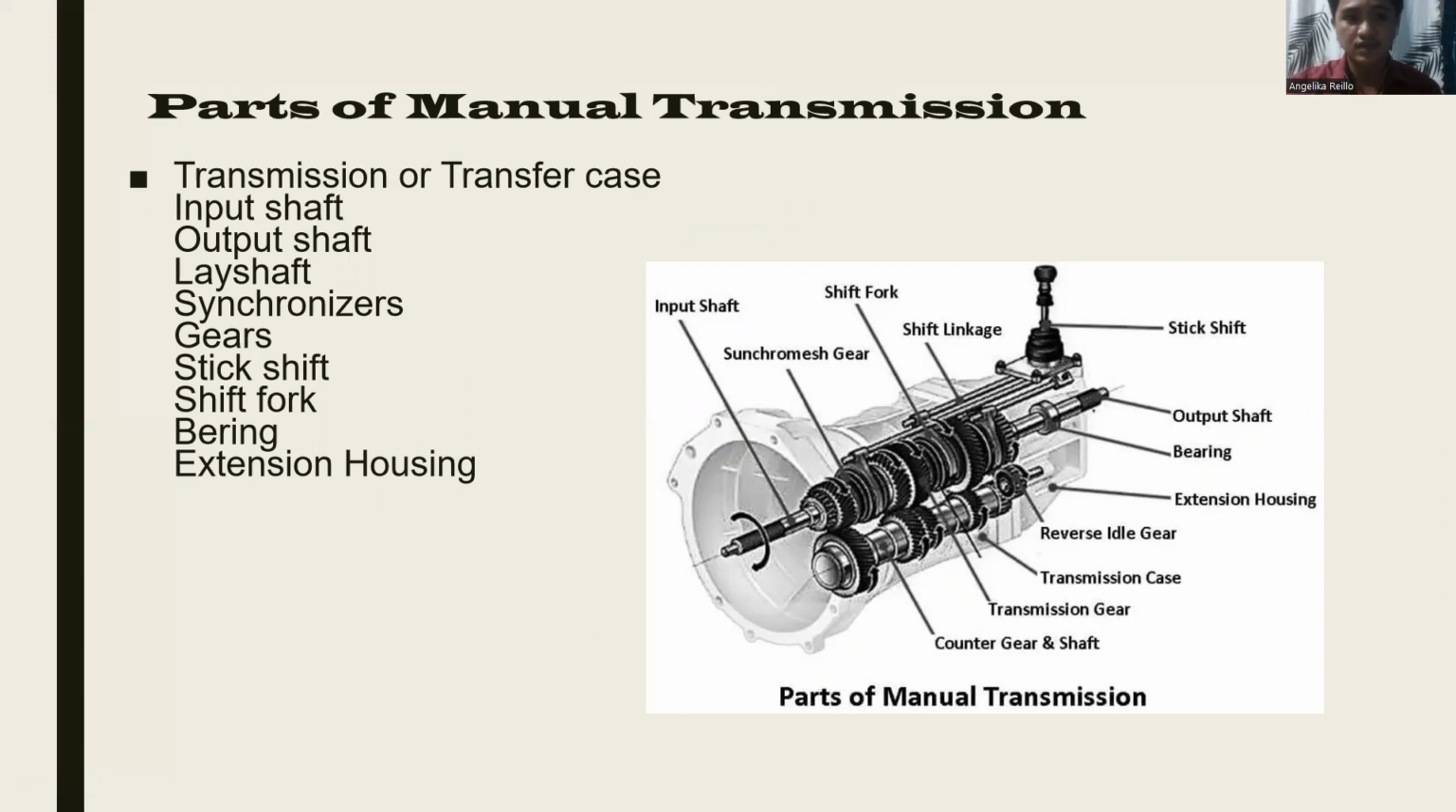Number two, input shaft. In this part, the input shaft of the transmission is connected to the lay shaft, also known as the back shaft. Whenever the input shaft turns, the counter shaft also rotates and is always at a fixed speed ratio.